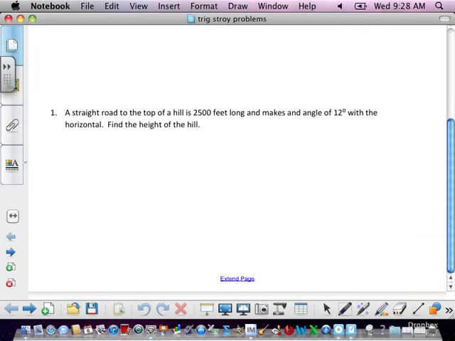A straight road to the top of a hill is 2,500 feet long and makes an angle of 12 with the horizon. Find the height of the hill. Okay, so we've got a road that's going up a hill. That's 2,500 feet long. It makes an angle with the horizon of 12. I want to know how high up that hill is.